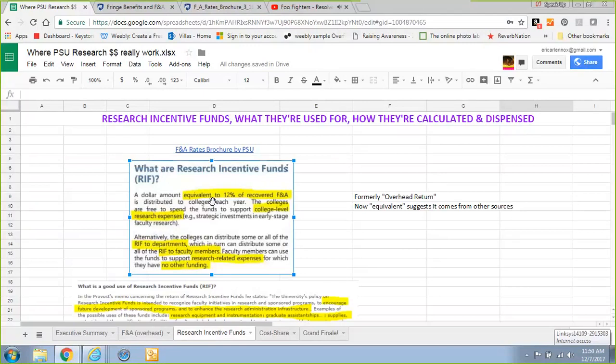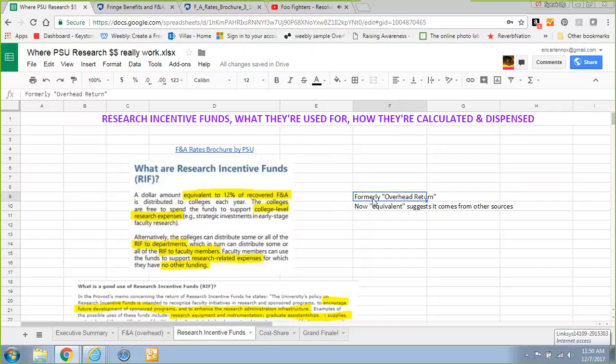The research incentive funds are equivalent to 12% of recovered FNA, research overhead, facilities, and administration. They're distributed at the college level, to the department and faculty, and therefore research-related expenses that have no other funding. This was formerly known as overhead return because it was part of that FNA, I assume.